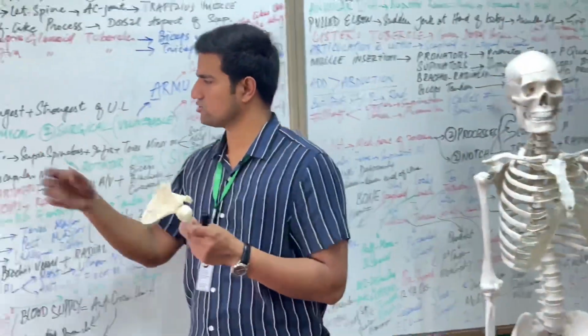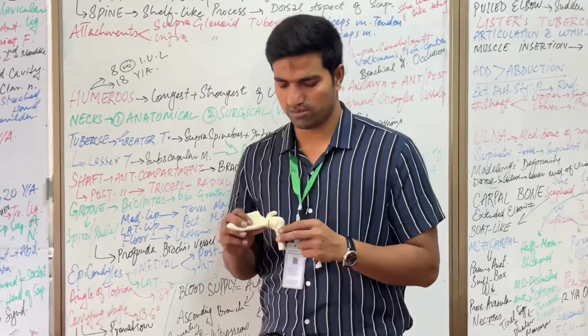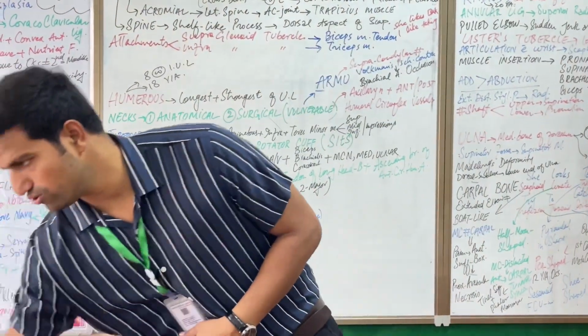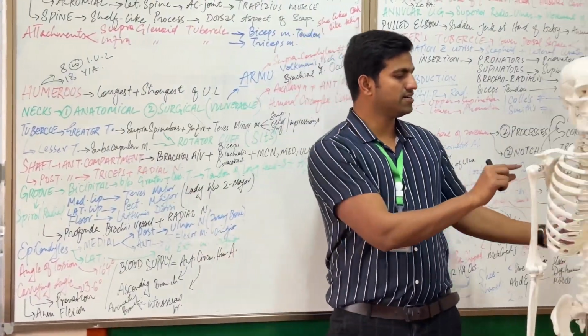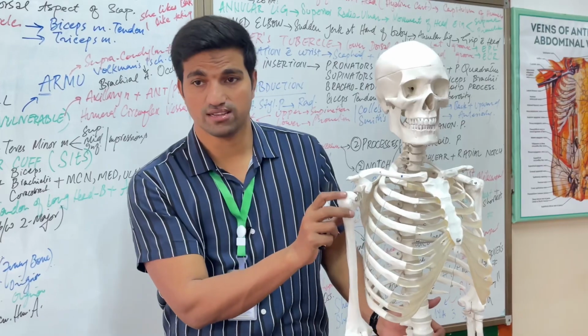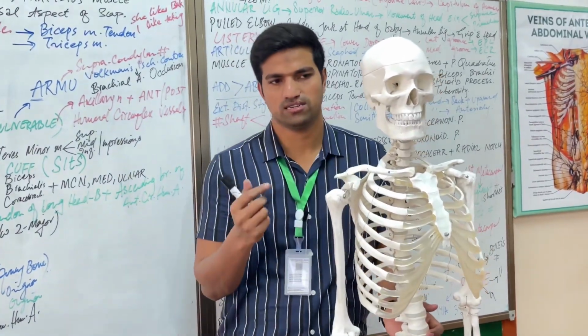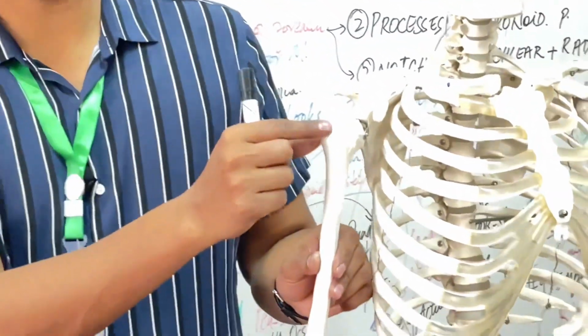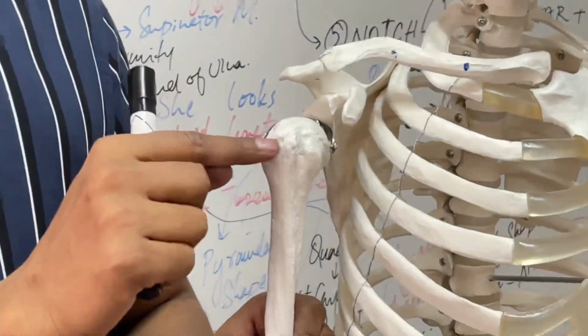Then we have talked about the tubercles of the humerus. One is the greater tubercle, another is the lesser tubercle. Now I will show you from a skeleton. There is the greater tubercle. What is a tubercle, by the way? A small, rounded elevation. This is the greater tubercle, this is the lesser tubercle. In the greater tubercle, we have three impressions: superior, middle, and inferior.